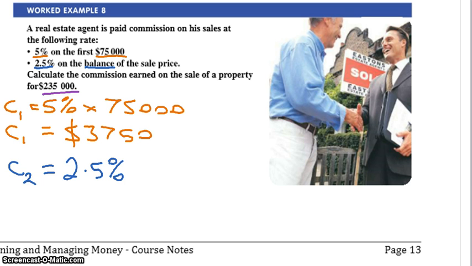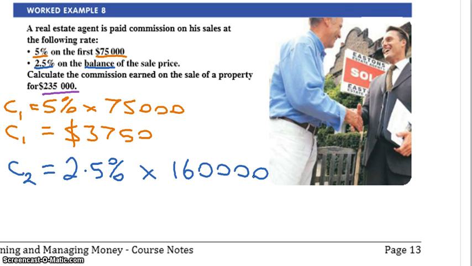Take 75 away from the 235 because it's on the balance. So the balance is where he's got his commission on the first 75 grand. So now we just need the rest. If you take 75 off the 235, you get 160,000. If you added those two together, the 75 and the 160, you get the 235. Does that make sense?